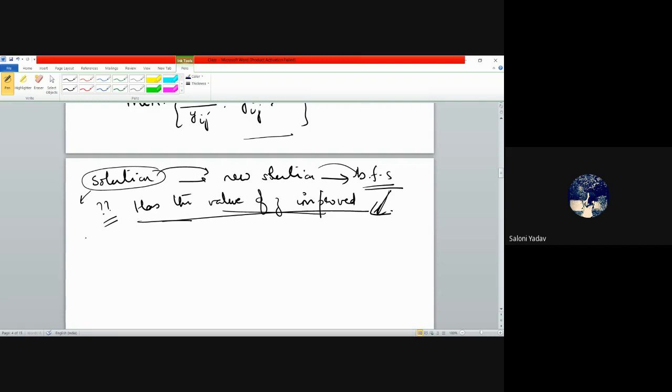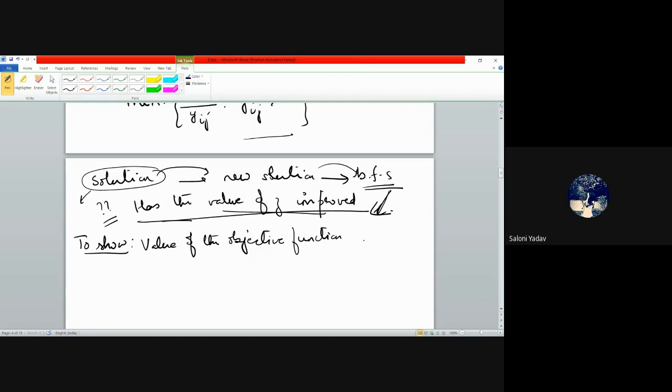So for that, what we do is, that's what I'm saying. Now what is left to show is the fact that the value of the objective function improves. Okay, that means whatever value of Z we had earlier, the new value with the new basis and the new basic feasible solution, the new Z should be less than the previous Z, because our objective is to minimize.